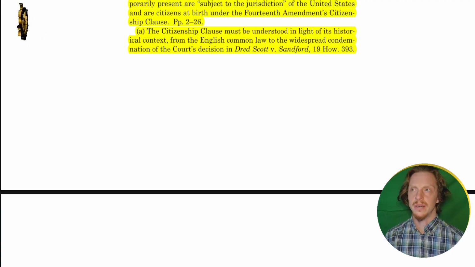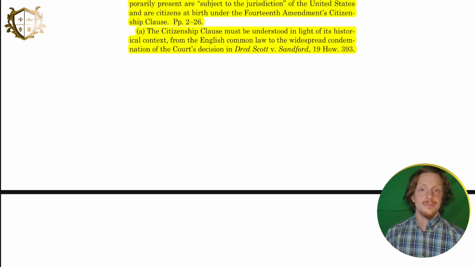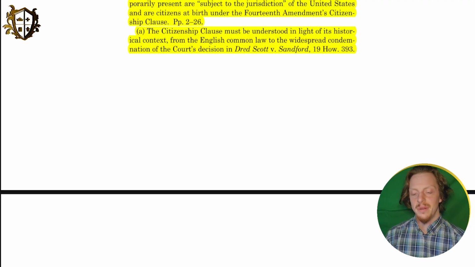I think we've done a lecture on Dred Scott. I can't remember. English common law. There you have it. This entire opinion is going to be rendered moot because English common law, even though the founding generation alluded to it and used it as a draft, it is not binding here. Remember, they seceded from English common law.